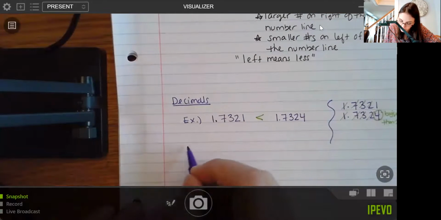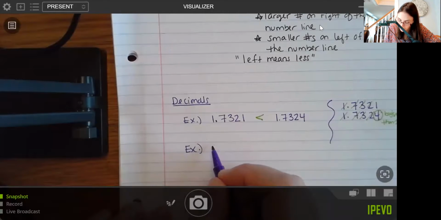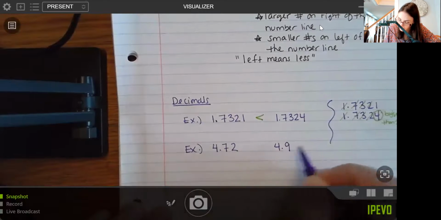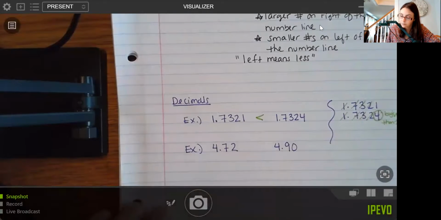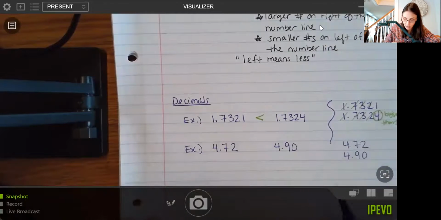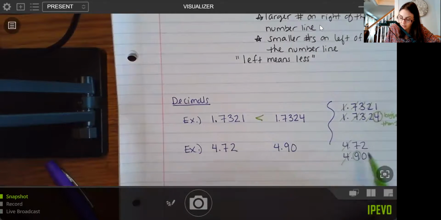And just looking at another example here as well. So maybe I have 4.72 and 4.90. If I line these up by the decimal point, again, I just compare. So these are the same, and now I finally see a difference. The 9 is bigger than the 7, so this number is going to be bigger overall.